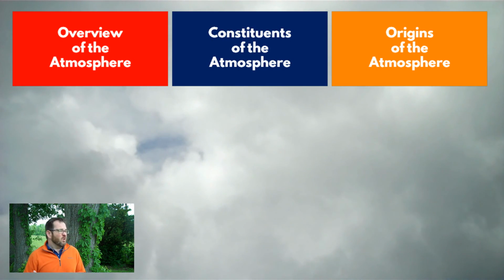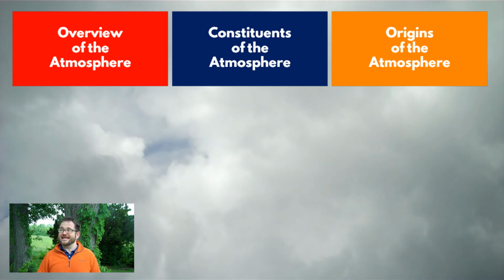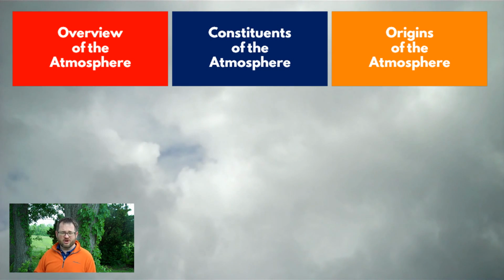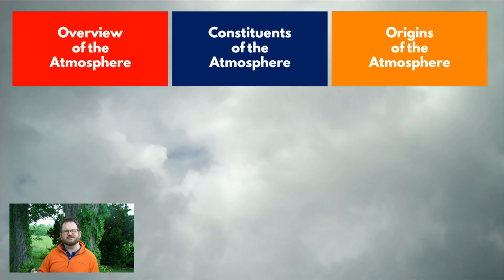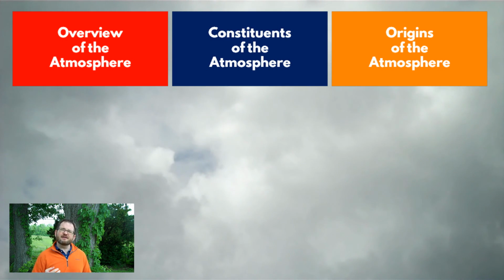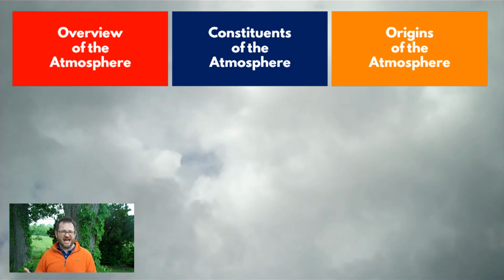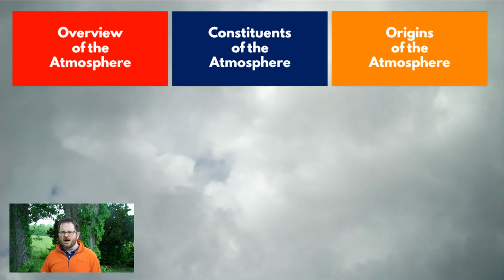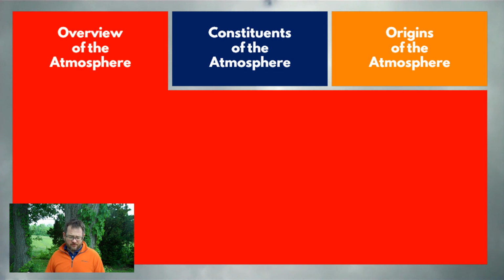And then we're going to talk about what the atmosphere is made of, what kind of gases go into the atmosphere, where do they come from, where do they go, how long do they last in the atmosphere, and so on. And then finally we're going to have a section about the origin of the atmosphere. Why does Earth have an atmosphere at all? I mean, the moon doesn't have one. How did it come to pass that the Earth had an atmosphere?